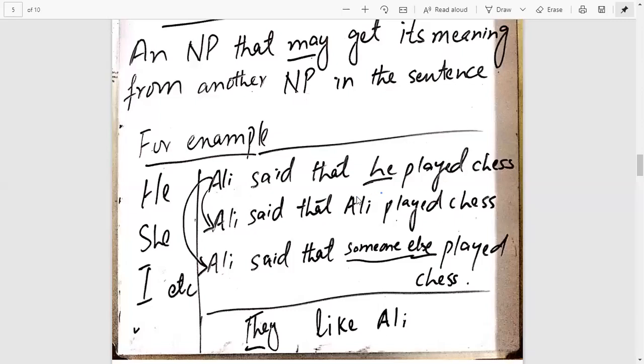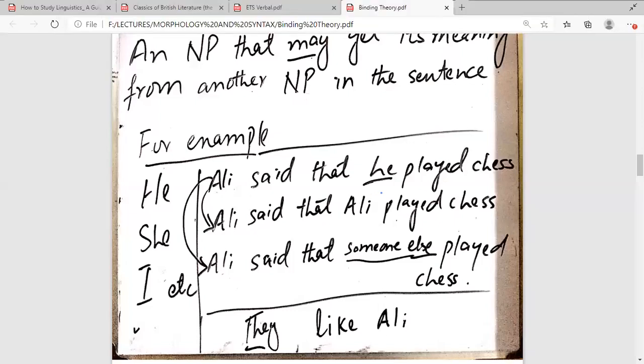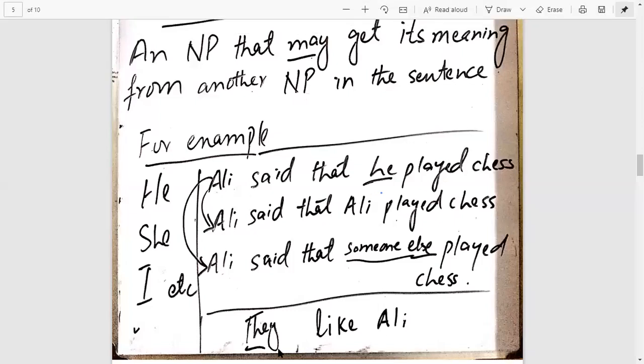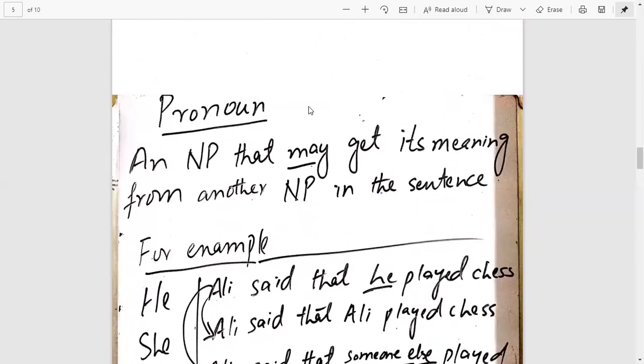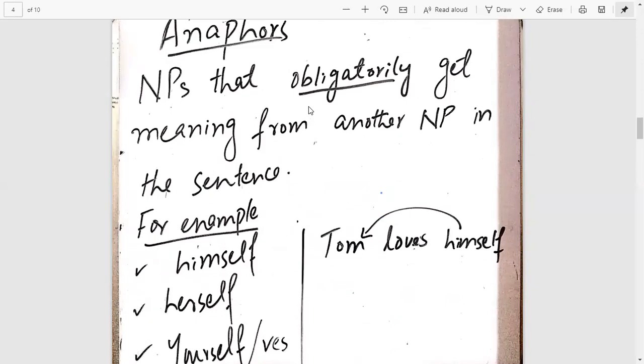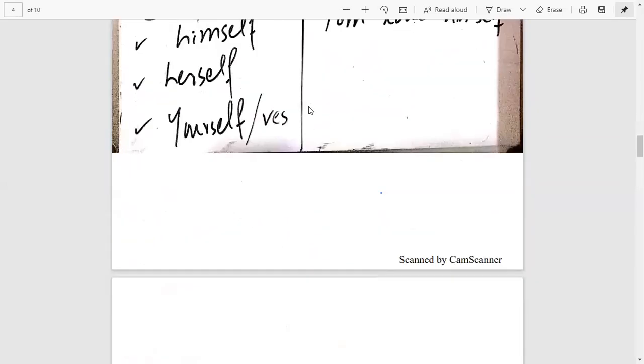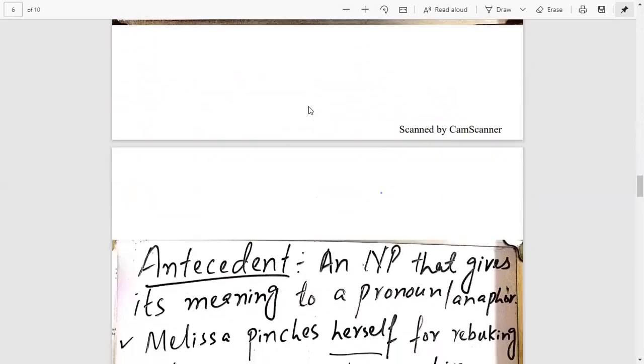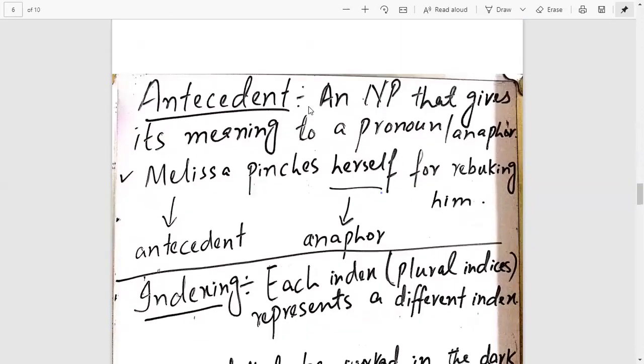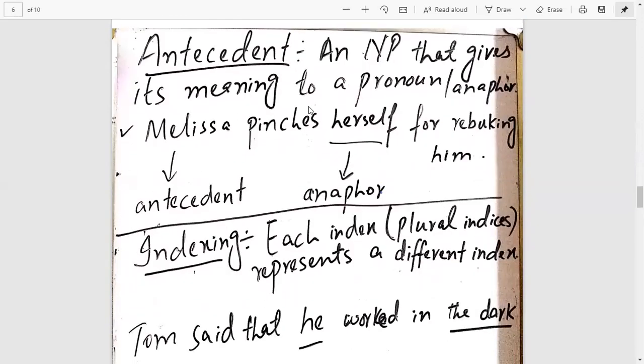So this is the main difference between the R-expression and the pronouns. That is, you can say that here we use may, so they may get its meaning from another noun phrase in the sentence, and in this case it obligatorily gets its meaning from another noun phrase in the sentence. So let's look at some other terms: antecedent and indexing.